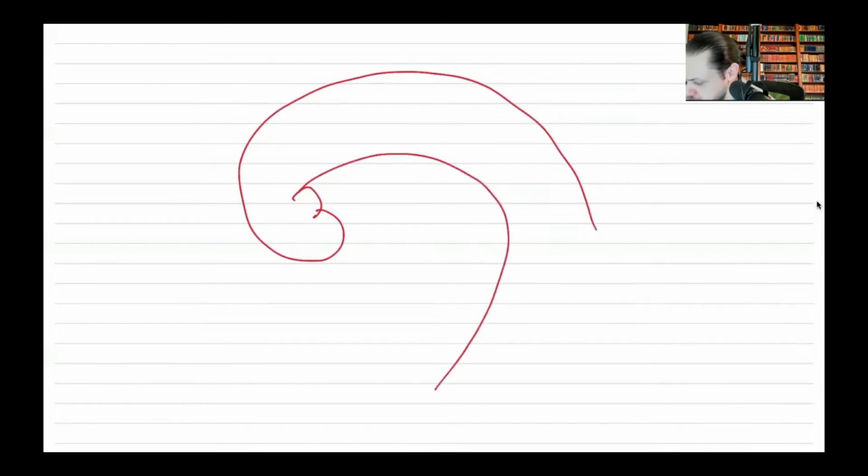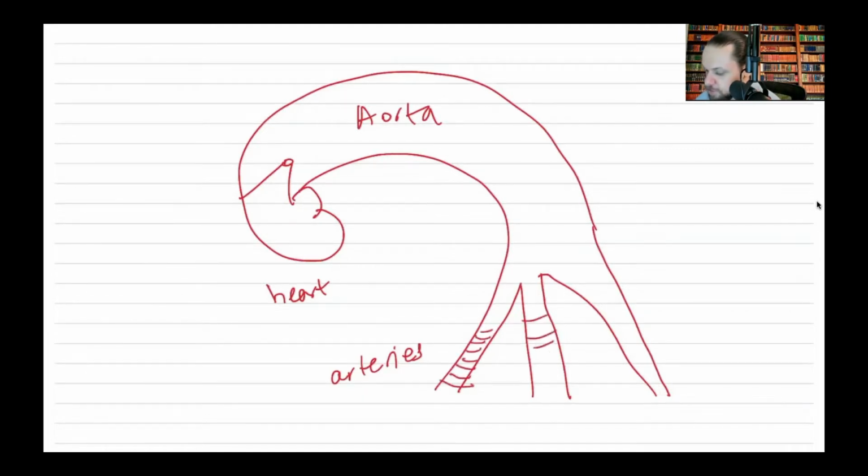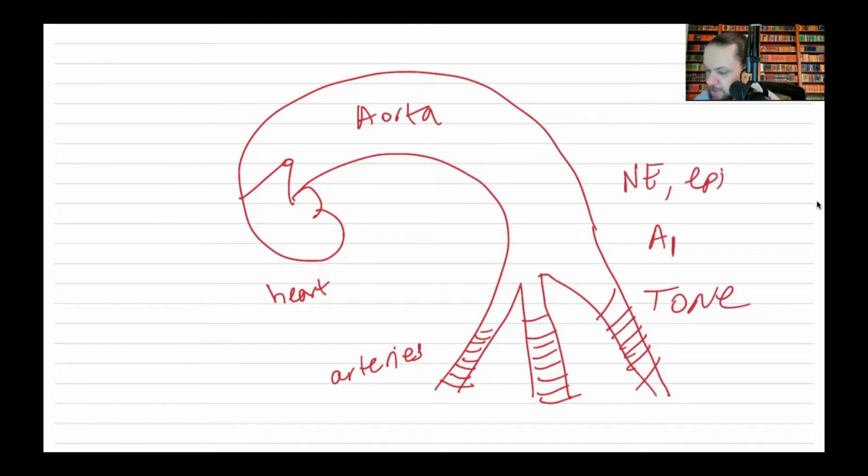Imagine this is your heart. This is your aorta. And these are your arteries. Right? So this was heart. This is your aorta. These are your arteries. They are under constant tone. Constant tone under alpha-1 receptors by epinephrine or norepinephrine. What does that mean, right?